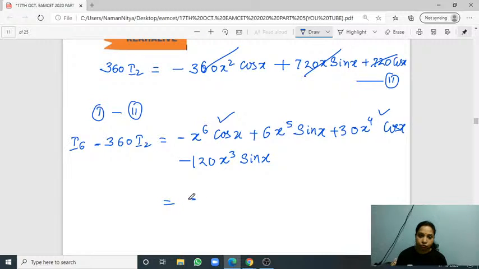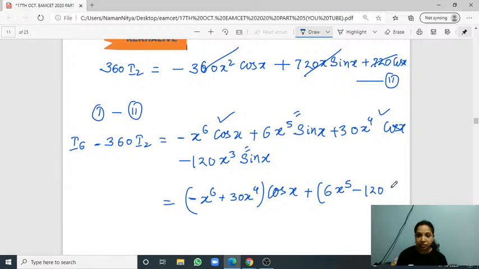So what is the coefficient of cos x? Minus x power 6, and here plus 30 x power 4. This is the cos x term, and for sin x also you take these two together. So you will get plus 6x power 5 minus 120 x cube sin x.